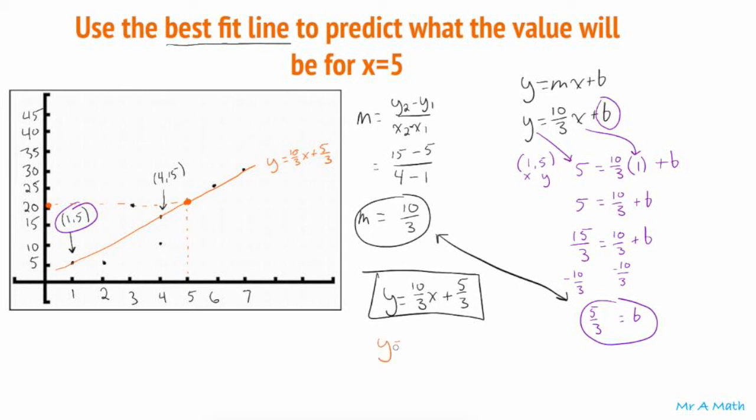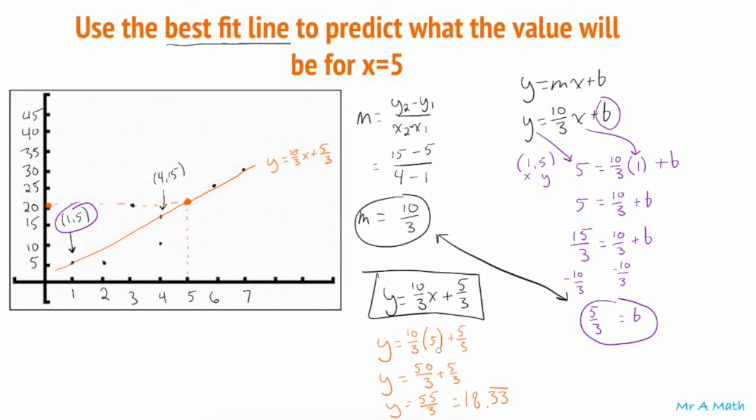I can make some predictions by checking out where my 5 would be on my y-axis here, but just to be sure, let's check this out. So I have y equals 10 thirds, and then my x is 5, so I'm going to plug in 5 for x, plus 5 thirds. So if I multiply this out, I get y equals 50 thirds plus 5 thirds, which is 55 over 3. And when I do that in my calculator, 55 divided by 3, I would get roughly 18 and a third. So it would be 18.33 repeating.